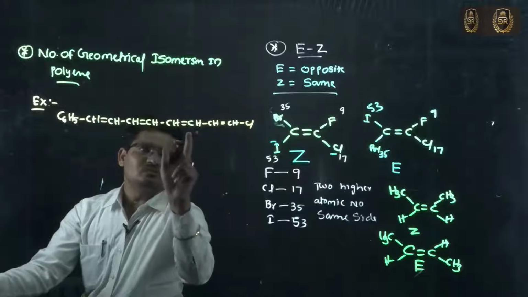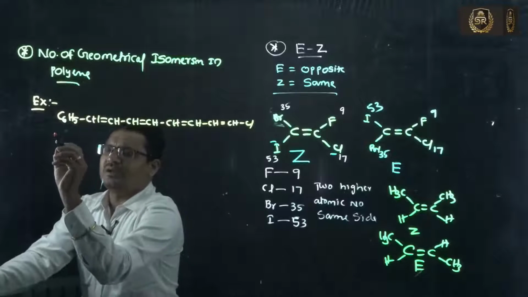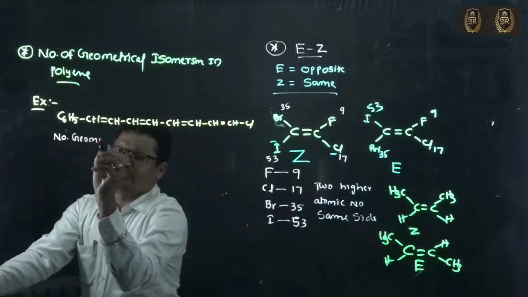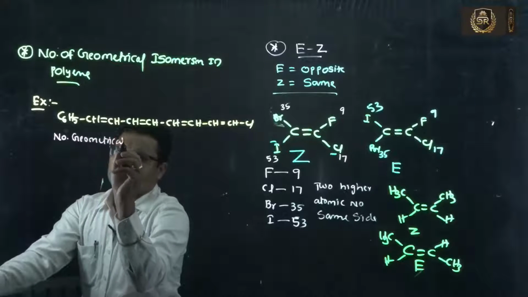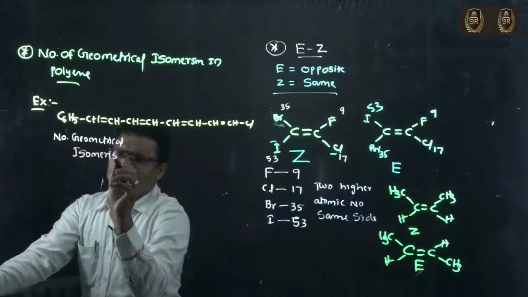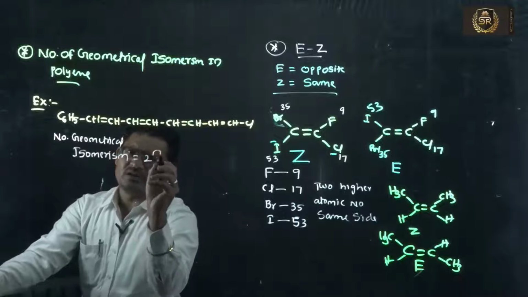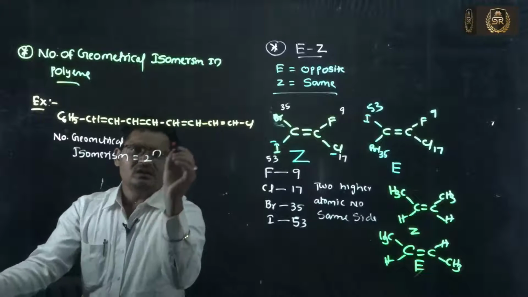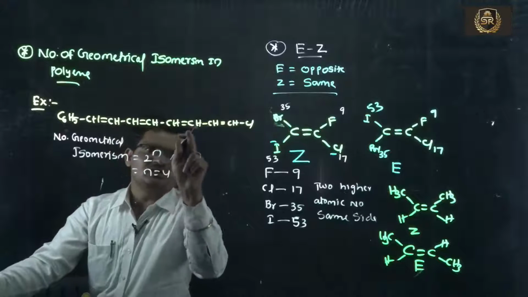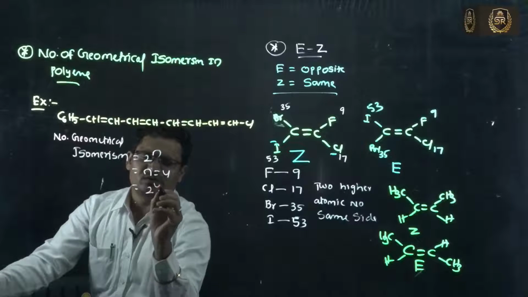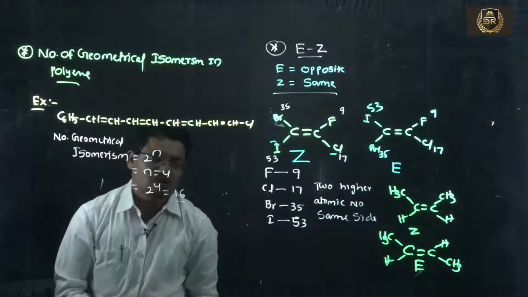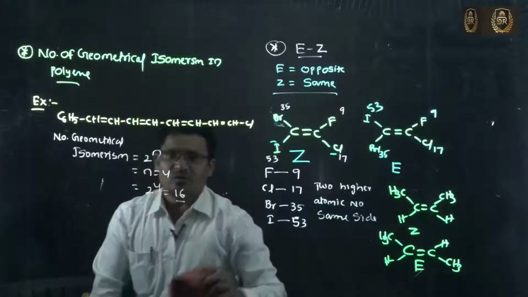1, 2, 3, 4. So the number of geometrical isomers equals the formula 2 power n. In this one n equals 4, that means 1 2 3 4, that's why 2 power 4, which is 16. The number of geometrical isomers is 16. Next one, more problems.